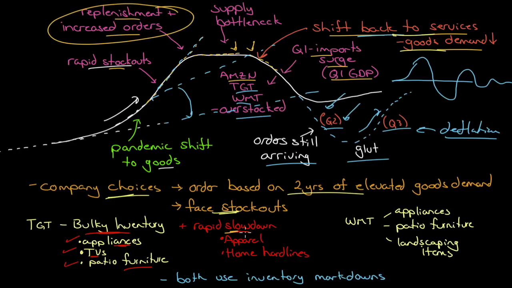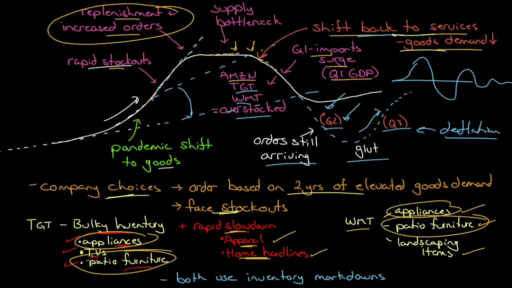Plus they had a rapid slowdown. They said, we also noticed a rapid slowdown in apparel and home hard lines. Remember I said these are called home hard lines. They were all negative as well. I also pointed out apparel, right? Walmart: appliances, patio furniture, and landscaping items. Look at that. Appliances, patio furniture.